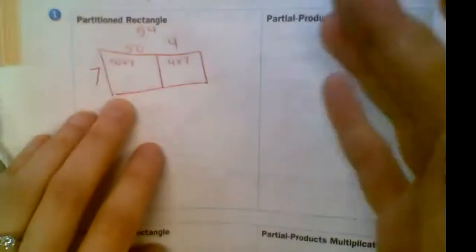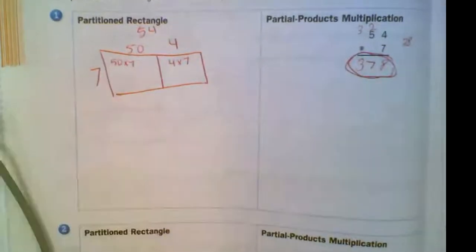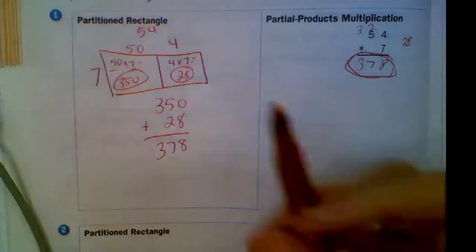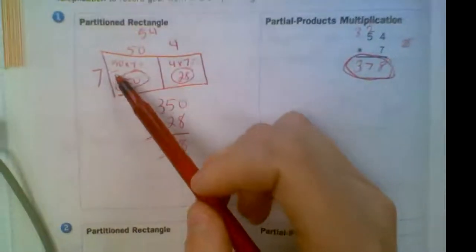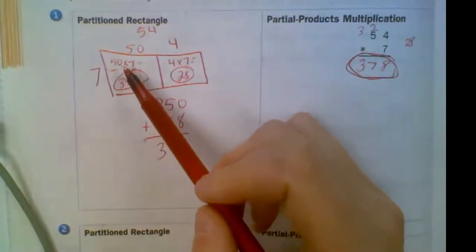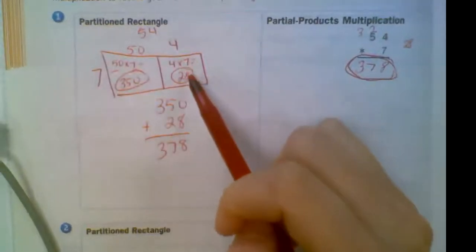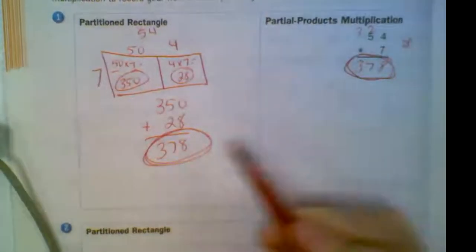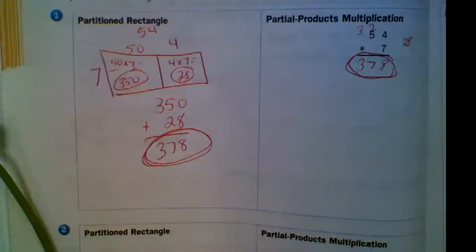At any point, you can definitely pause this video and try to solve. Okay, 50 times 7, using friendly numbers, 35, 1, 0, 350. 4 times 7, 28, add them together, 378. So both ways give us the same answer, so we know our answer is correct.